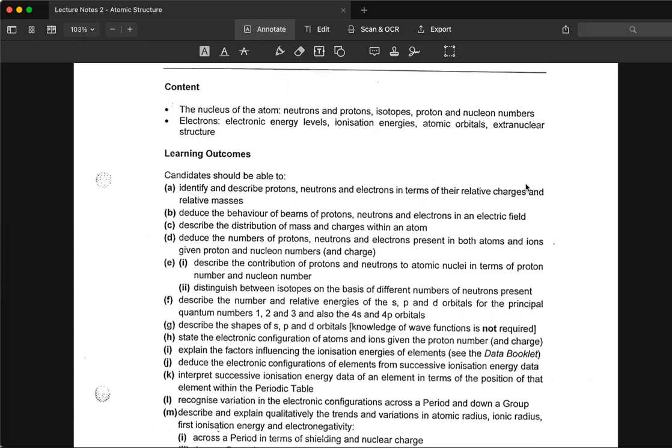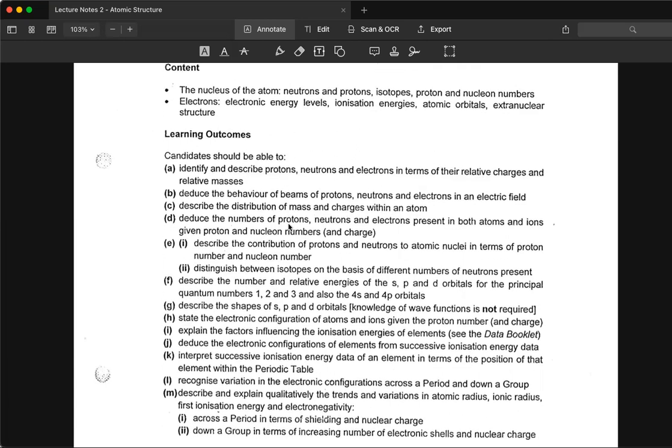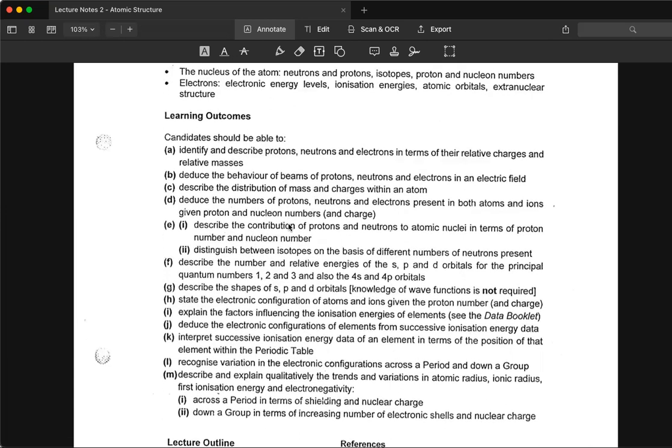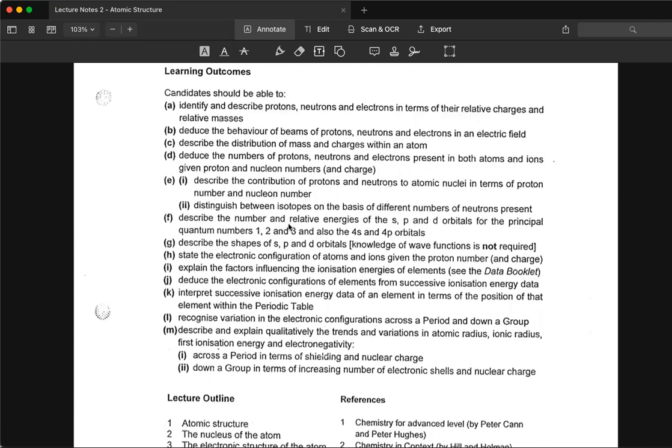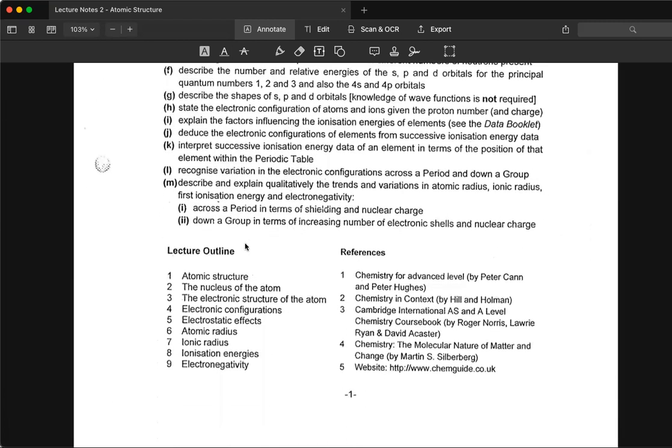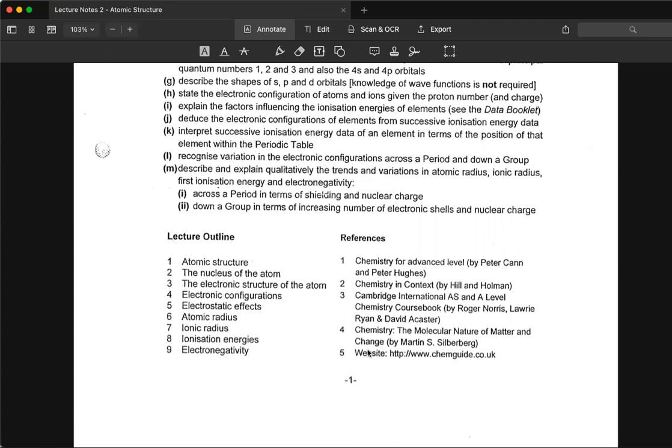So this is the content and the learning outcomes for today's lesson. I shall not go into the details because I will be sharing each objective as we carry on with this lesson. The lesson outcomes include atomic structure, nucleus of atom, electronic structure, electronic configurations, electrostatic effects, atomic radius, ionic radius, IE, which is known as ionization energy, and lastly, electronegativity. Here are the references for the A-level chemistry syllabus.